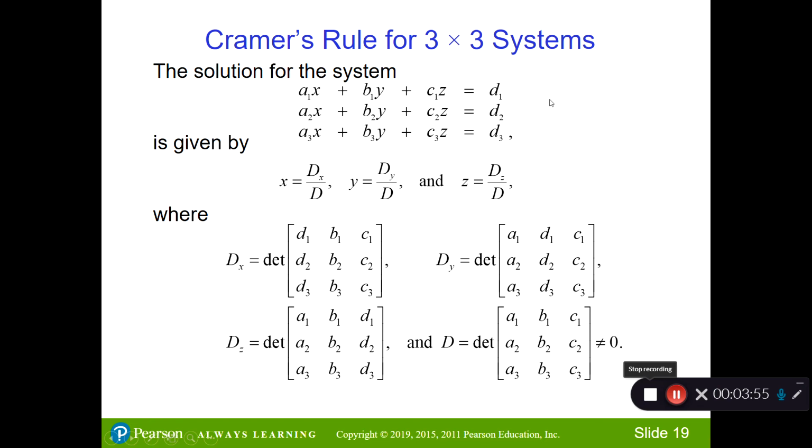Now, we're doing the same process for a 3 by 3. Form the matrix D as being the coefficients of the x in the first column, the coefficients of the y in the second, and the coefficients of the z in the third. Then you're going to replace the first column with the d's. Everything else stays the same to get the Dx. Then go back here and replace the middle column with the d's to get the Dy. And then go back here and replace the last column with the d's to get the Dz. Okay? A little longer process.